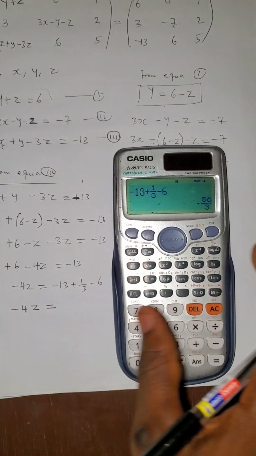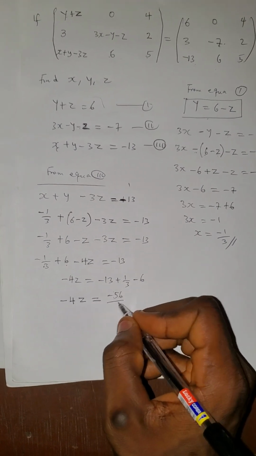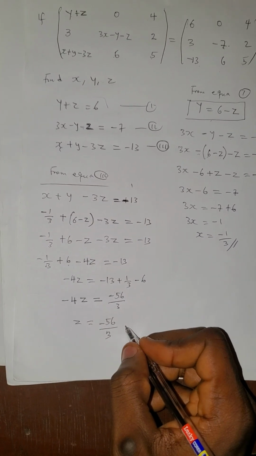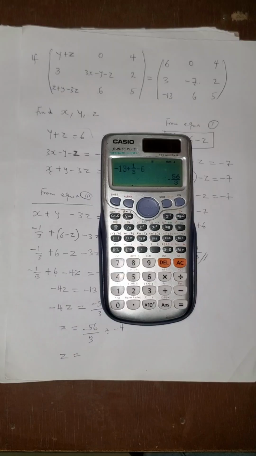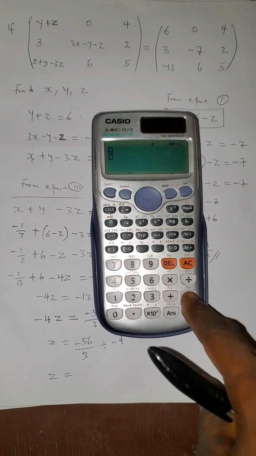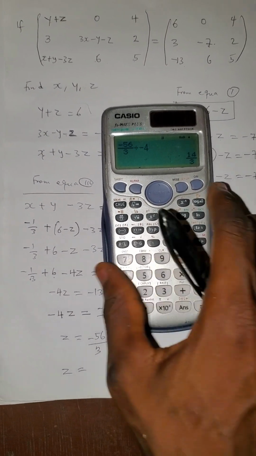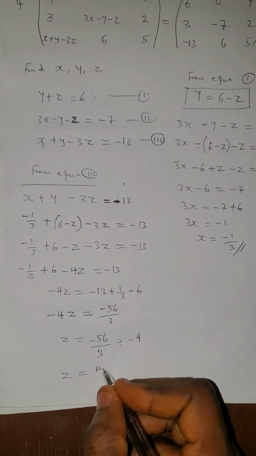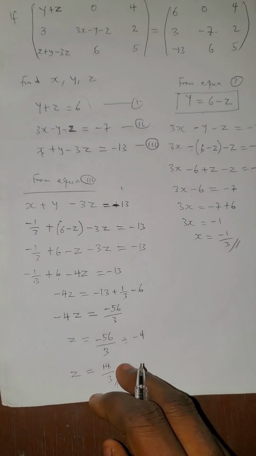So the answer is minus 56 over 3. So this is minus 56 over 3. So z will now be minus 56 over 3 divided by minus 4. Let's calculate, as minus 56 over 3 divided by minus 4. So the answer is 14 over 3. So we have this to be 14 over 3. So x is minus 1 over 3, z is 14 over 3.